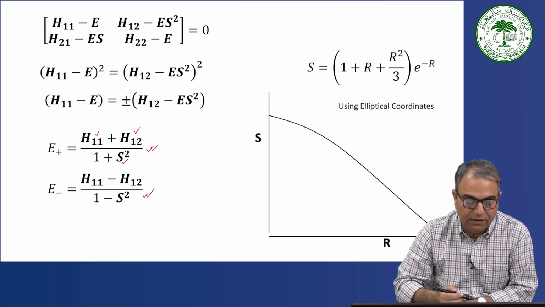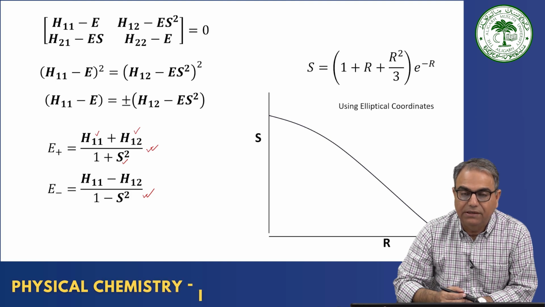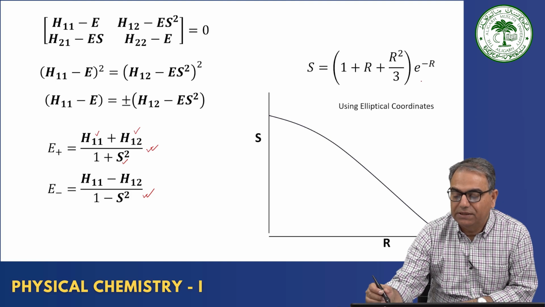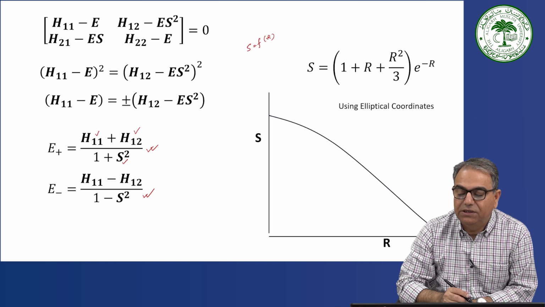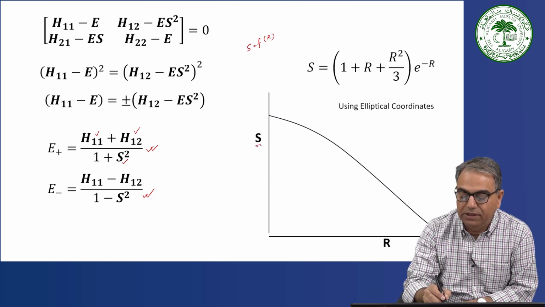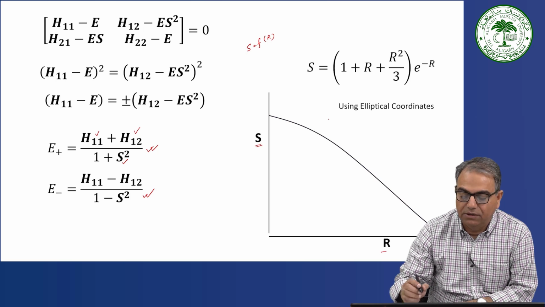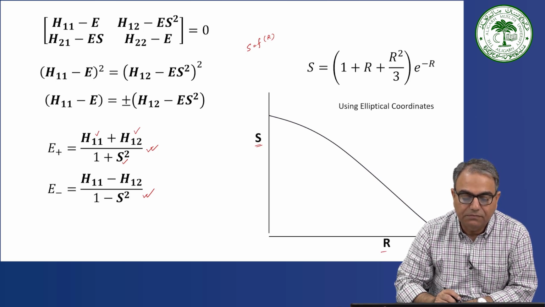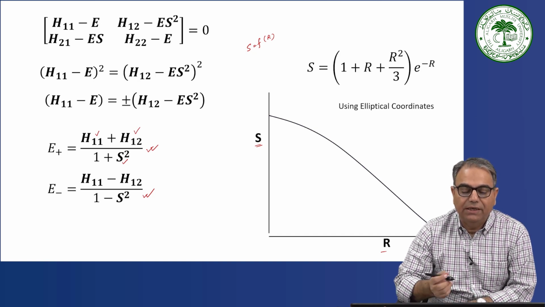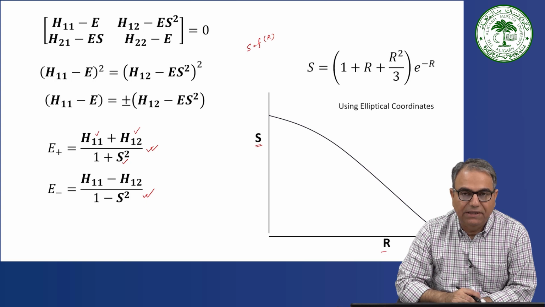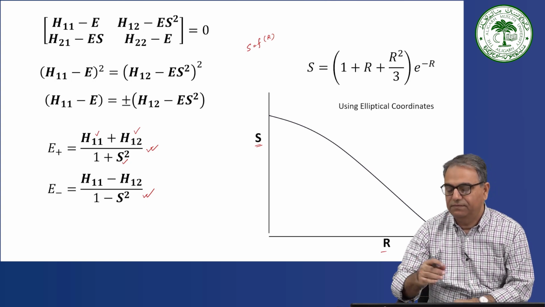One way of doing the S integral is to use elliptical coordinates, and the value you get is (1 plus r plus r square divided by 3) times exponential of minus r. So this S is a function of internuclear separation r. What does it mean? It decreases exponentially. So if you plot S versus r, you get an exponentially decreasing plot. In the next module, we will try to find out the H11 and H12 values and see which energy level is higher and which is lower. Okay. Thank you.